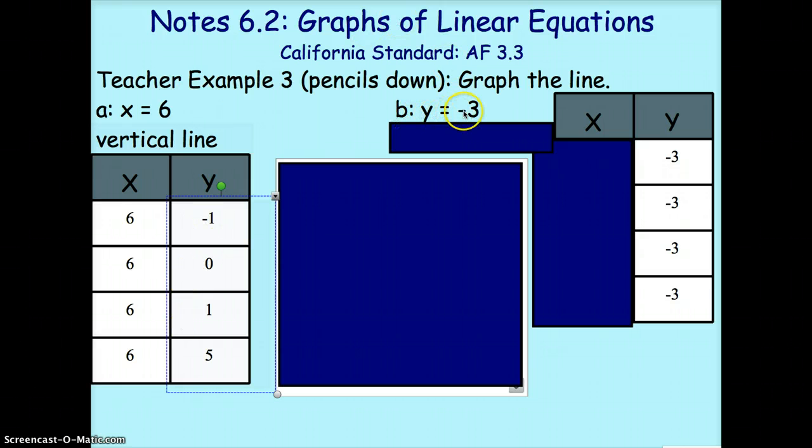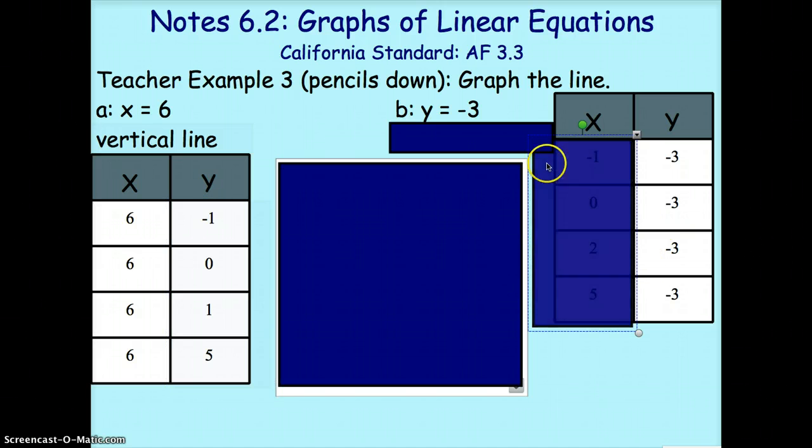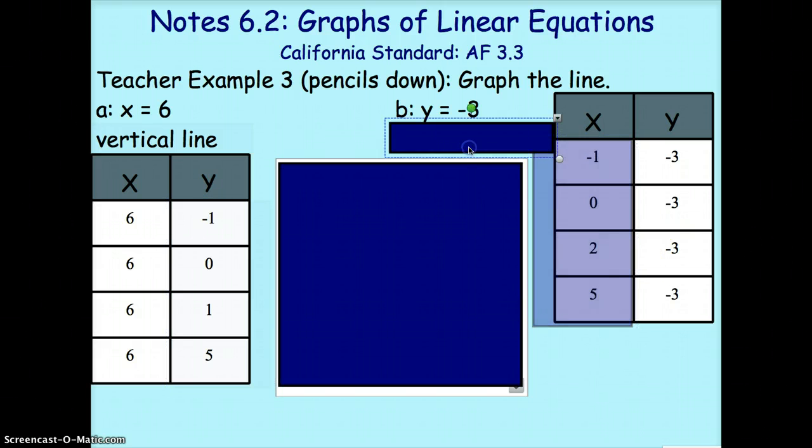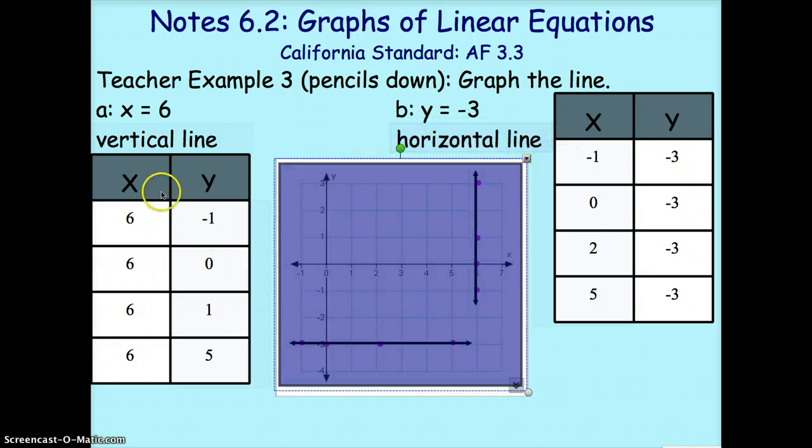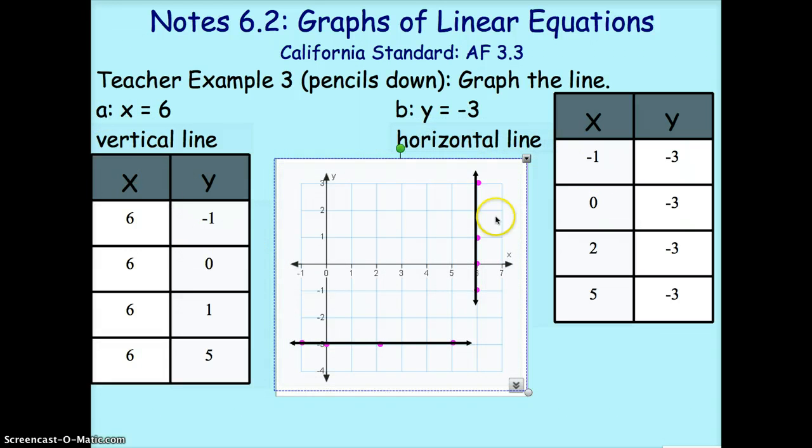When you always have y is a specific number, x can be anything you want, and that will make a horizontal line, okay, which goes across. So if we take a look here, problem A is graphed right here in a vertical line. Because x has to be 6, notice on the x-axis, we're always at 6. On problem B, y has to be -3. So we've got -3 going all across here. X can be anything that you want.